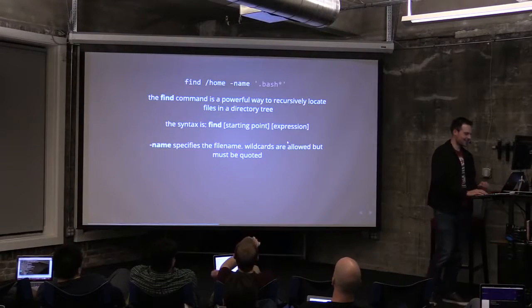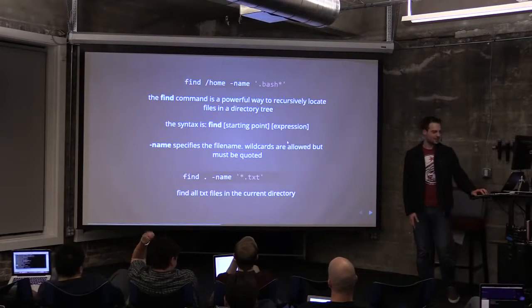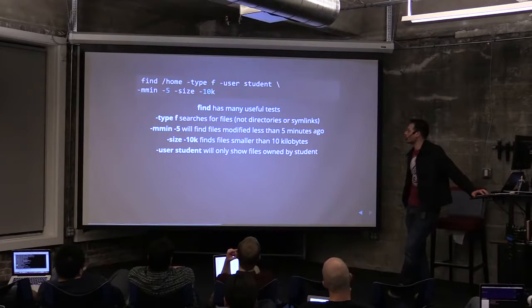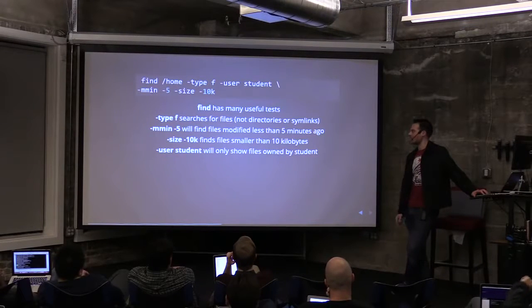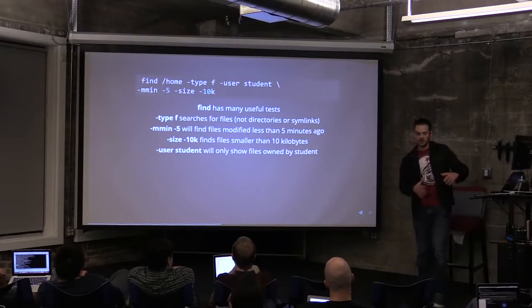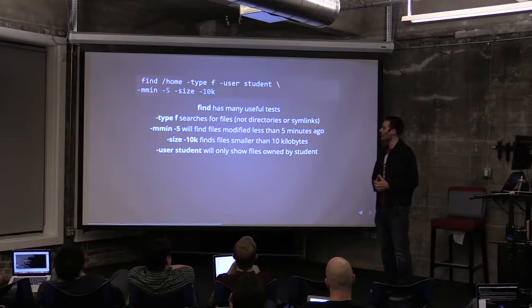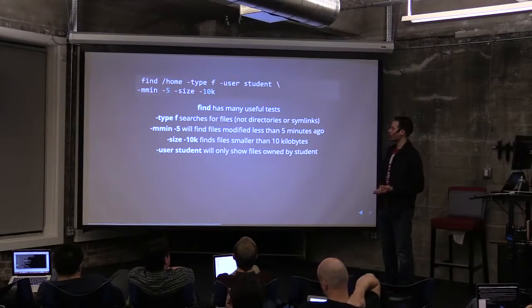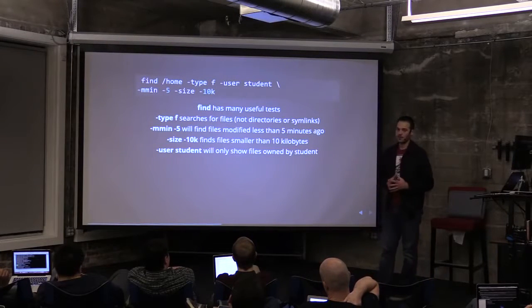Please stop. Find dot -name '*.txt' would show you all the text files if any were there anymore. So now let's talk about some other things you could do with find. So -type f searches for files, and once again, if you're like, oh man, these arguments are so intimidating, just look in the man page. They're all described there. -user student finds files owned by the student user, and then you can also filter your files based on a number of other things, like the modification time. So what this command would actually do is find any file, not a symlink or a directory, that's owned by student, that was modified less than 5 minutes ago, with a size of less than 10 kilobytes.